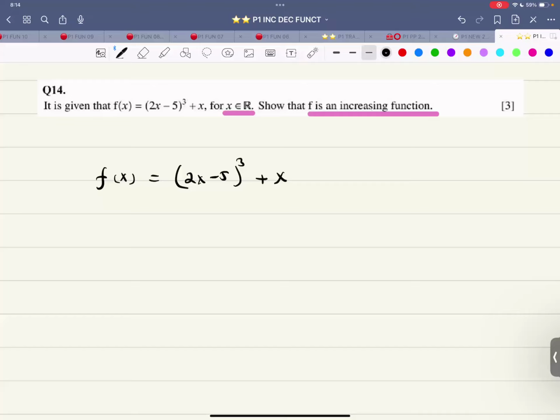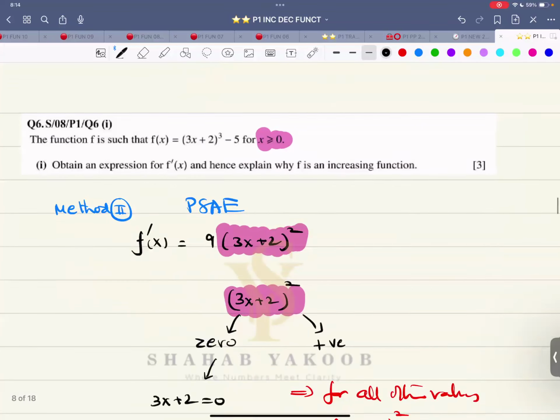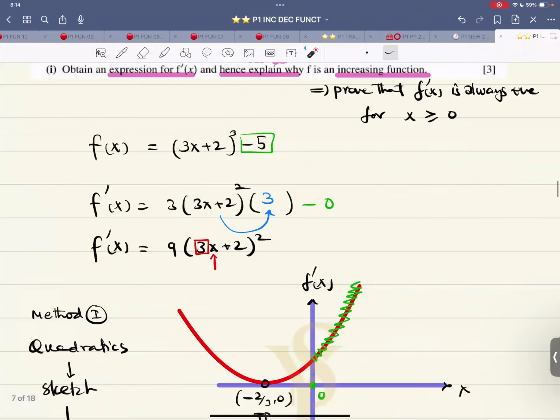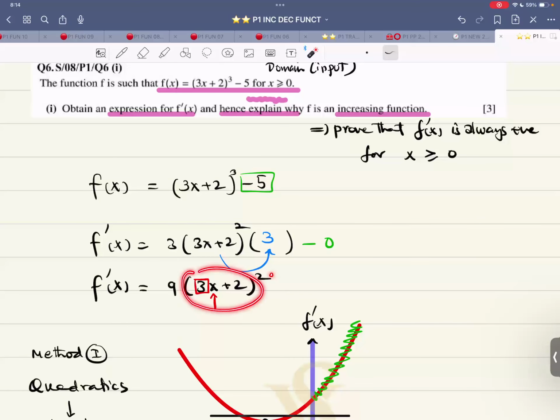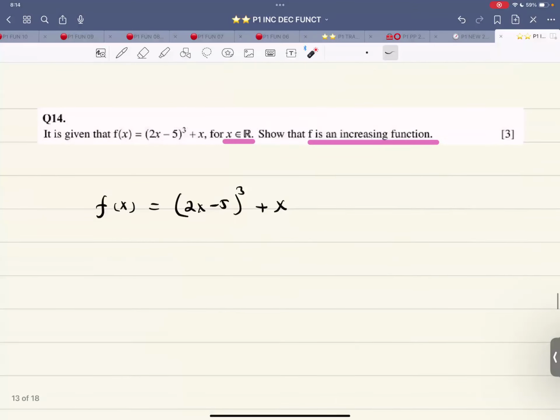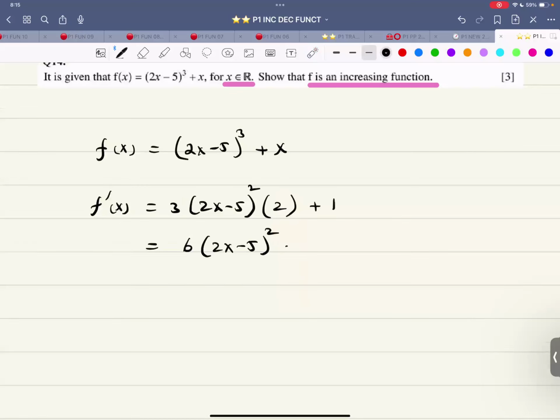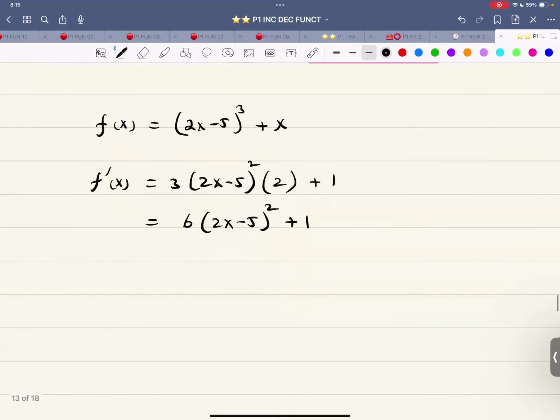The question that we did similar to this, let me go up and show you exactly where it is. I think this one. Over here, the derivative is just this bracket squared with a constant. The question we are doing right now, the derivative will have a 1 over here. So f prime x is 3(2x minus 5) squared, power reduces by 1. Derivative of bracket is 2, derivative of x is 1. This is 6(2x minus 5) squared plus 1. That is f prime x.